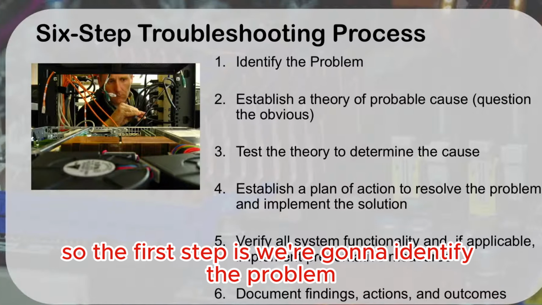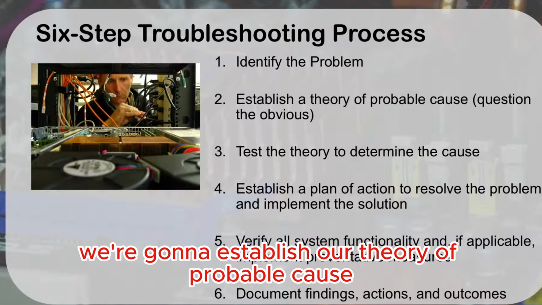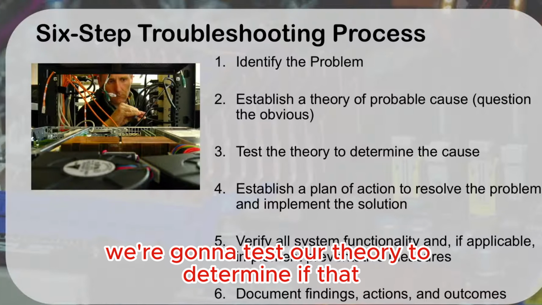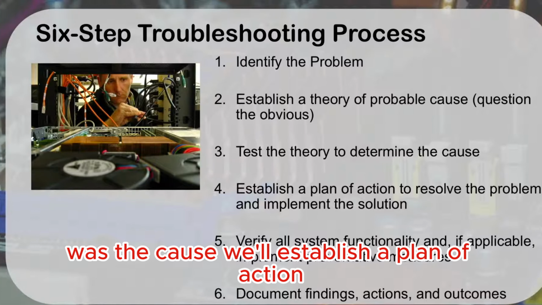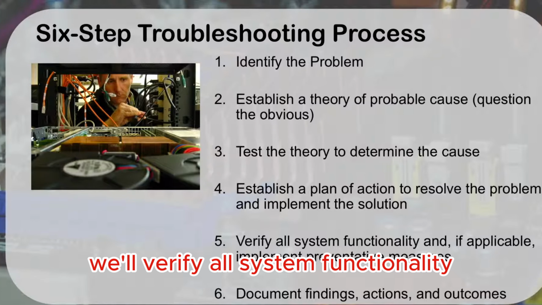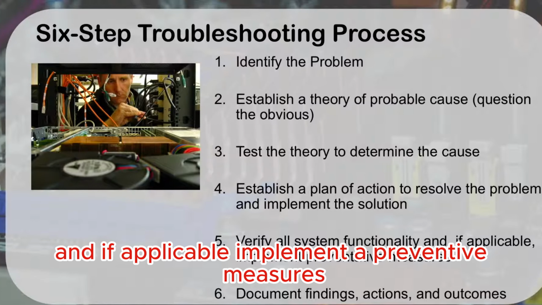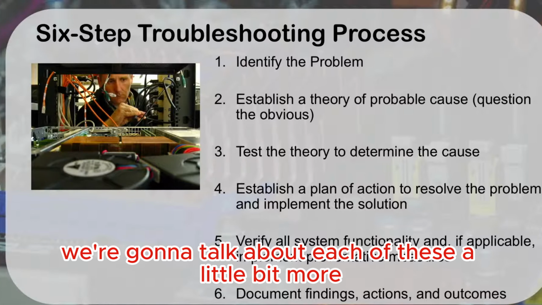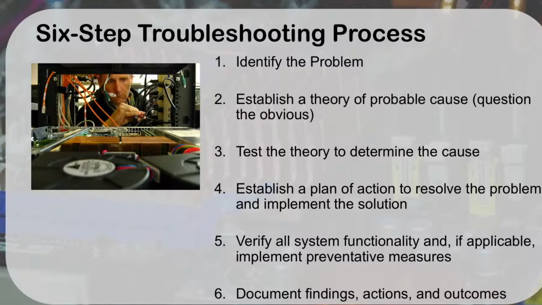So the first step is we're going to identify the problem. Next, we're going to establish our theory of probable cause, basically question the obvious. We're going to test our theory to determine if that was the cause. We'll establish a plan of action to resolve the problem and implement a solution. We'll verify all system functionality and, if applicable, implement preventive measures. And then we're going to document our findings, actions, and outcomes. We're going to talk about each of these a little bit more in depth as we go through here.